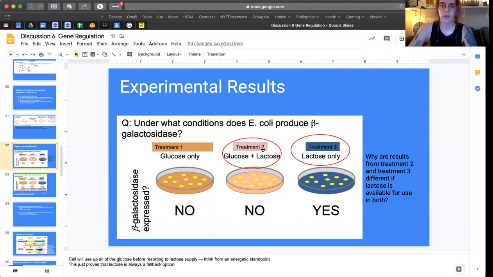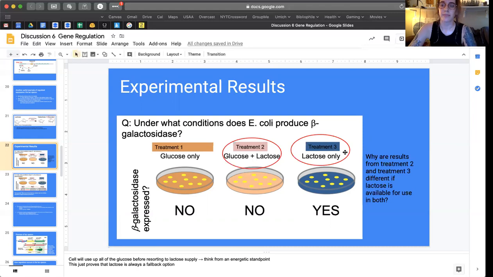Under treatment number 2, we have a mixture of glucose and lactose. We're still not seeing any beta-galactosidase production because even though lactose is available, glucose is always going to be preferred. So you're still not inducing this expression here. In treatment number 3, where we have lactose only, this is the situation where now we are producing beta-galactosidase because we have a lack of glucose, which signifies, hey, we really need to use the lactose now. And the lactose is available.